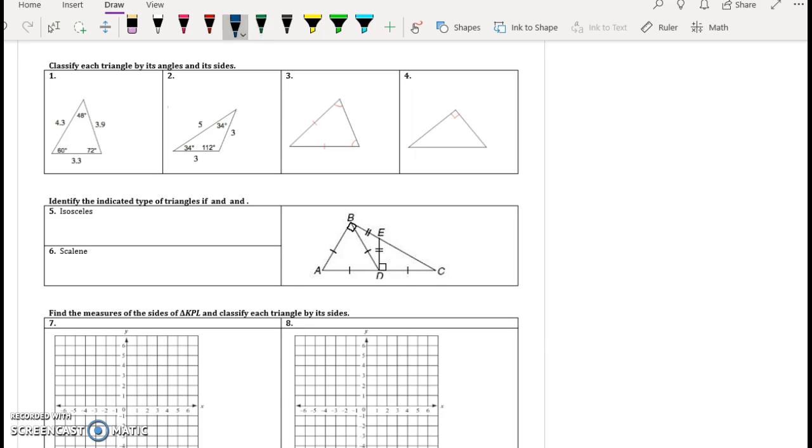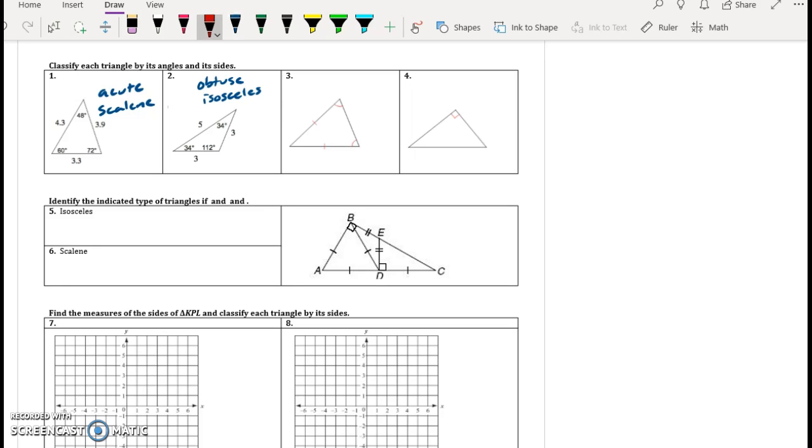These examples state to classify each triangle by its angles and its sides. So for number 1, by its angles, this would be acute, because they're all less than 90. And by its sides, none of them match, so it'll be scalene. You do number 2, you should have had obtuse isosceles.